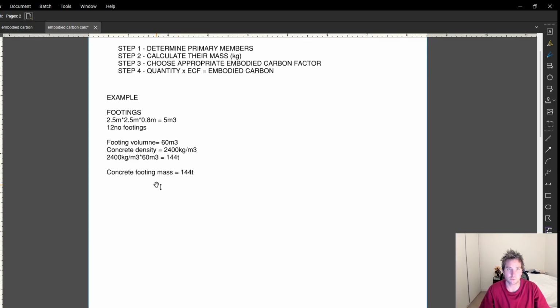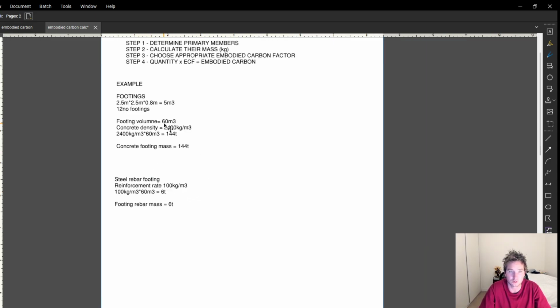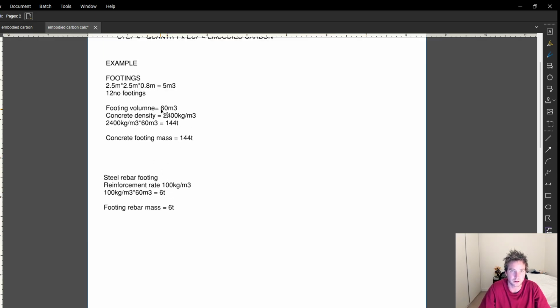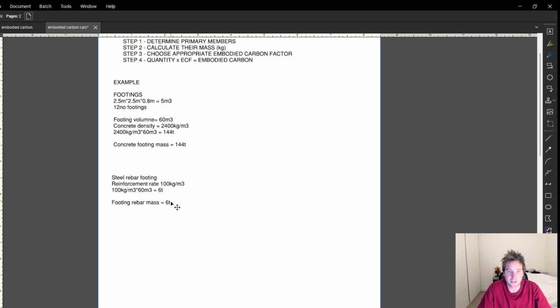One thing about your embodied carbon calcs, if you're looking at reinforced concrete, that embodied carbon factor is just for unreinforced concrete. So we have to do a similar calc for our steel reinforcement in the concrete. This isn't really a detailed calculation. I've just taken an assumption of the reinforcement rate in the footings of 100 kg per meter cubed. So I multiply that by the volume of all of my footings, which we just calculated was 60 cubic meters, and I get a footing rebar mass of 6 ton.